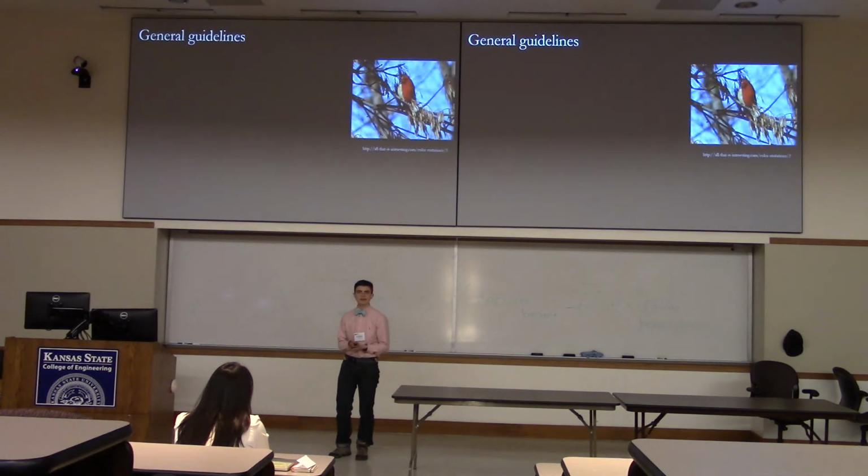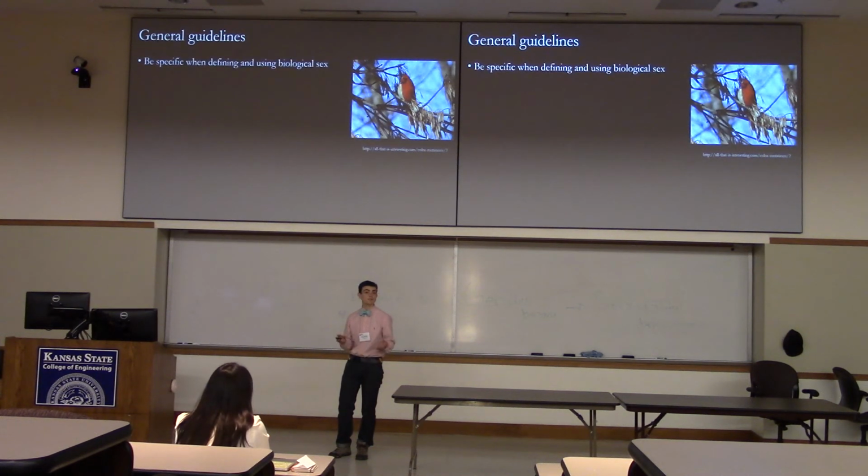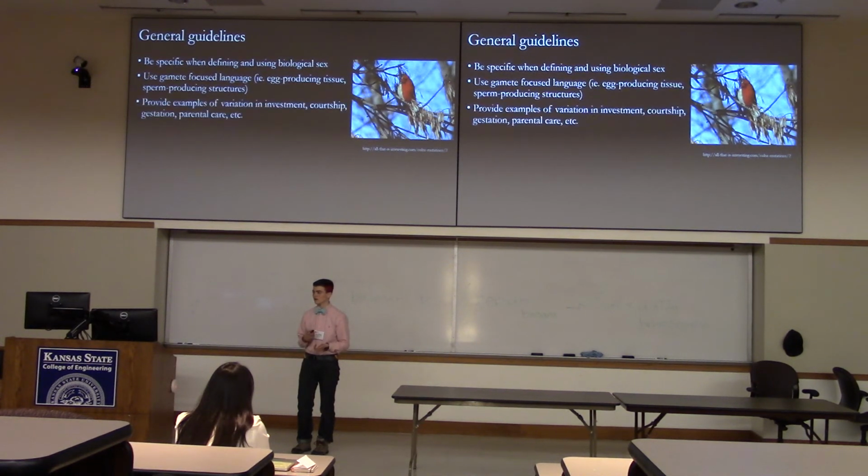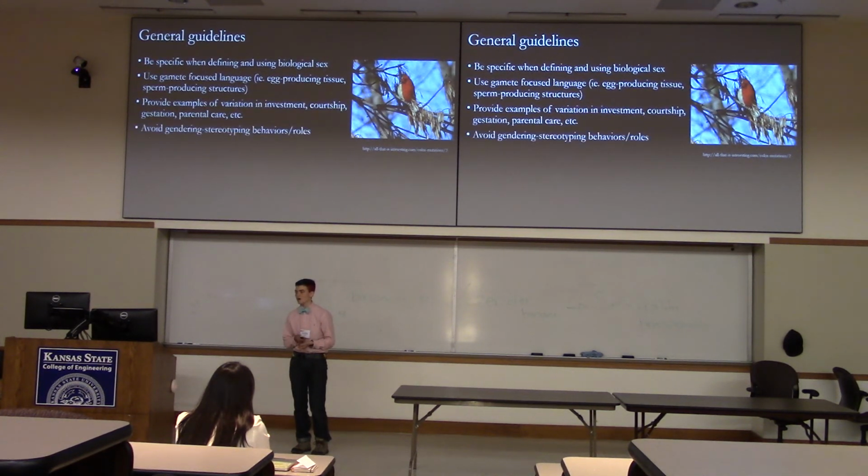So, some general guidelines to leave you with about biological sex: be specific when defining and using biological sex. Use gamete-focused language instead of sex or gendered language when possible, so we can say egg-producing tissues or sperm-producing structures. Provide examples of variation in different parts of the reproductive process, especially if we're talking beyond humans, because there is a lot of variation and it's fascinating, and we don't talk about that. People think that the way that humans do it is the only or the best way to do it, which is very incorrect. And when we are talking about non-human organisms, avoid gendering them or gender stereotyping their motivations or the style of their behaviors.